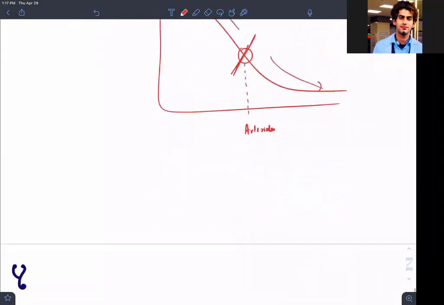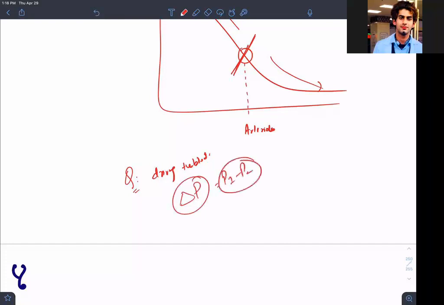If they ask you a question, who is driving the blood flow, which of the following components is driving the blood flow, what will you say? You will write delta P, P1 minus P2. P1 minus P2 is driving the blood flow.